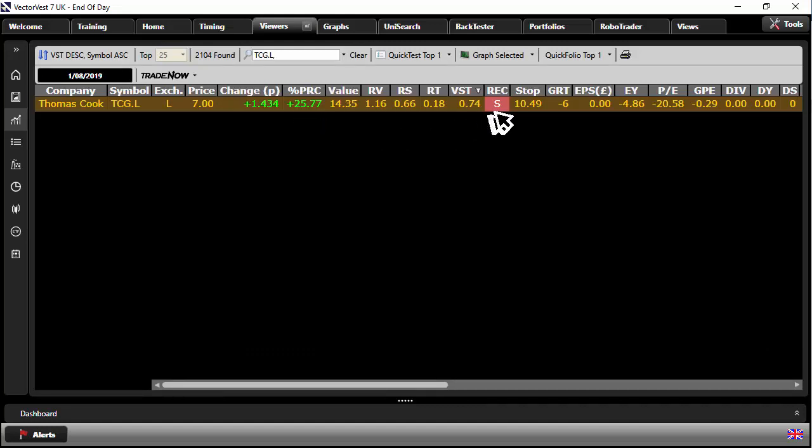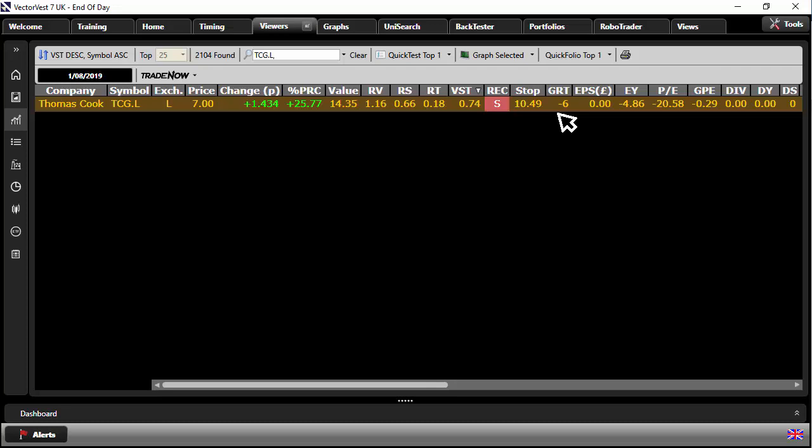So you can see it's currently a sell-rated share. It's just announced it's gone bankrupt. So no surprises there, but look at that: VST 0.74, RS 0.66, very low RS, RT very low and anemic at 0.18. Look at that negative earnings growth rate.